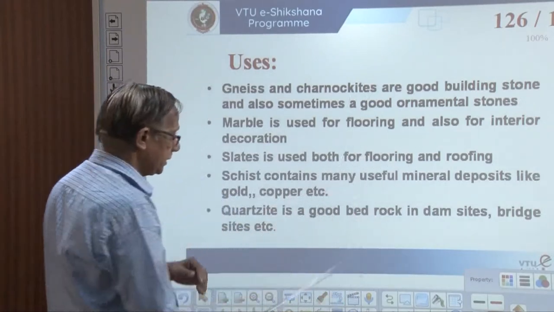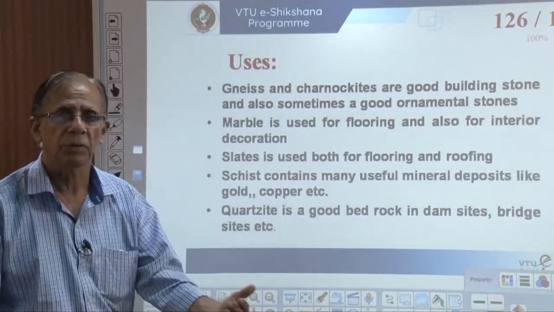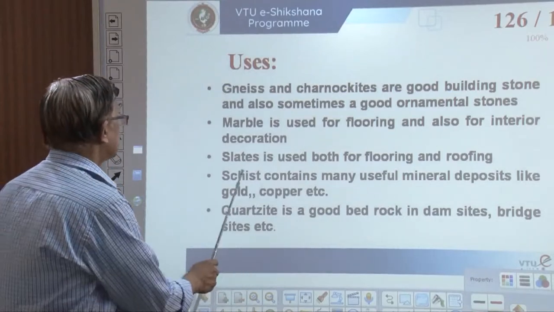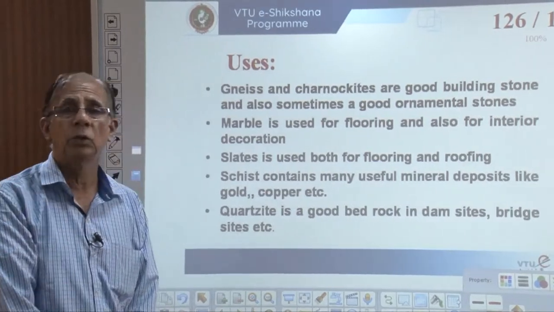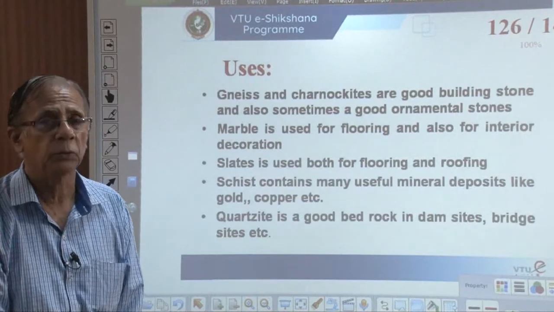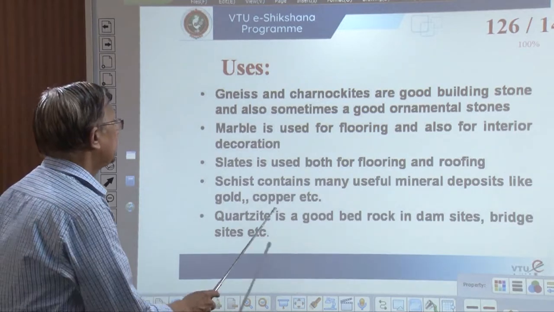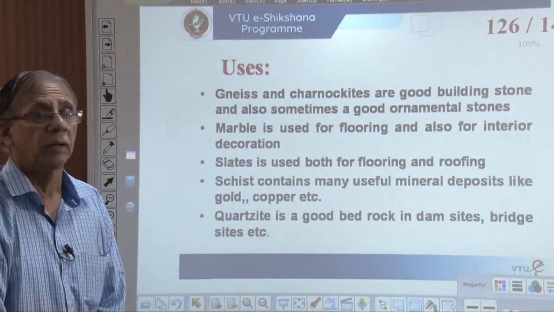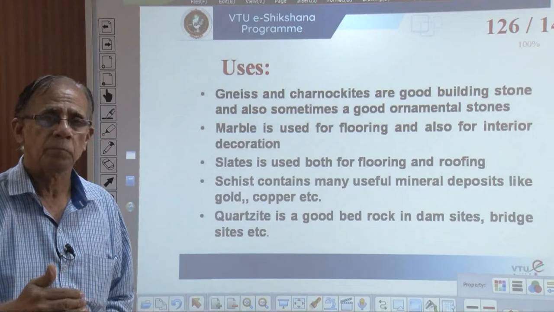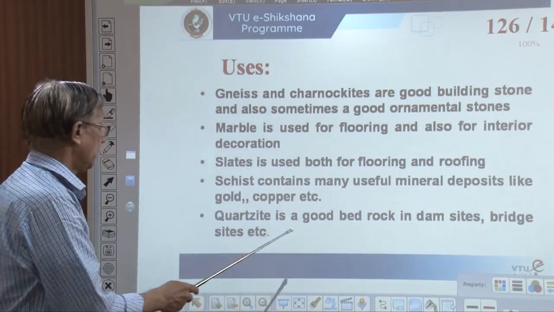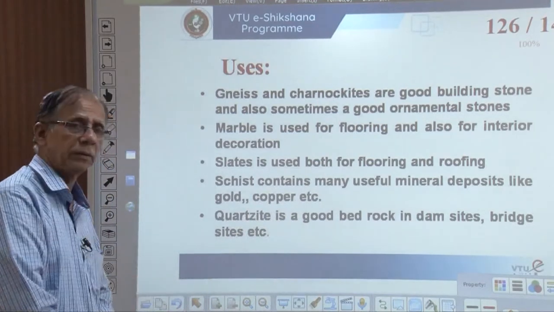Marble is used for flooring, also for interior decoration, architecture work, carving, and so on. Slate is used both for flooring and roofing, especially in low cost construction; in rural areas people still use this kind of stone for flooring purposes. Schist contains many useful mineral deposits. Although schist is not useful as a construction material, it does contain useful metals like gold, copper, etc. We mine from those rocks.